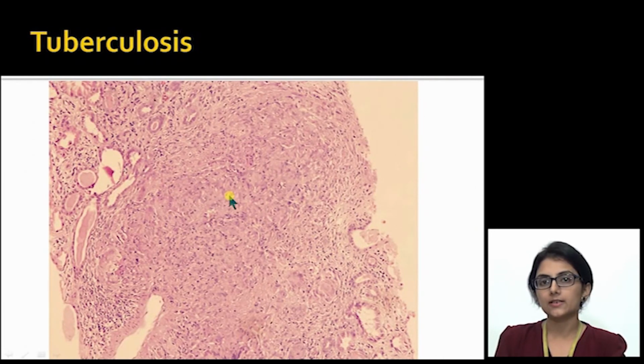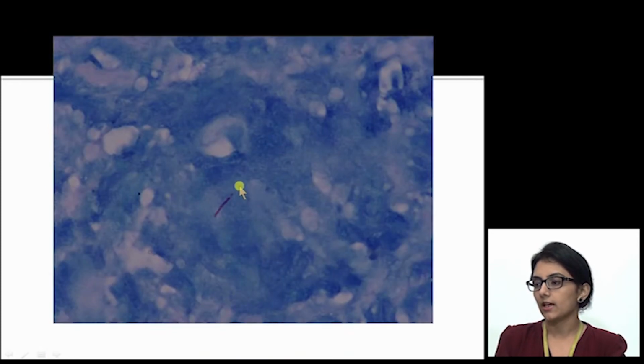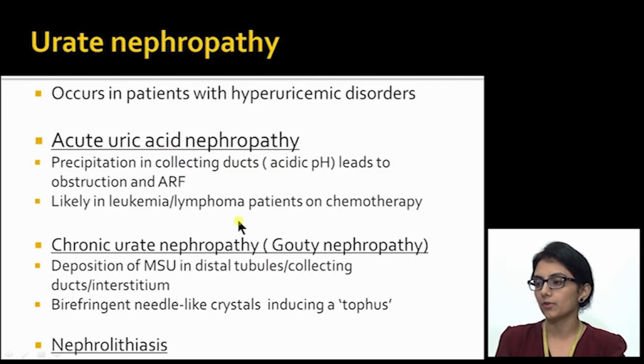In a country like India, TB is still prevalent, and you can see a granulomatous response in the tubulointerstitium in patients infected with renal tuberculosis. And of course, on Ziehl-Neelsen staining, if you can demonstrate the acid-fast bacillus, you've got your diagnosis.